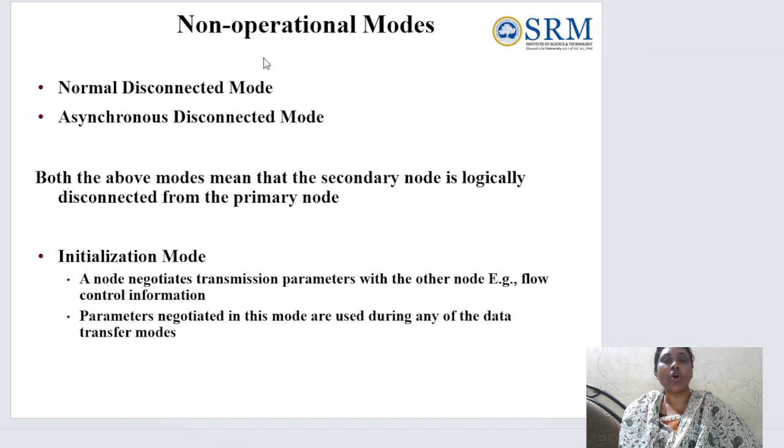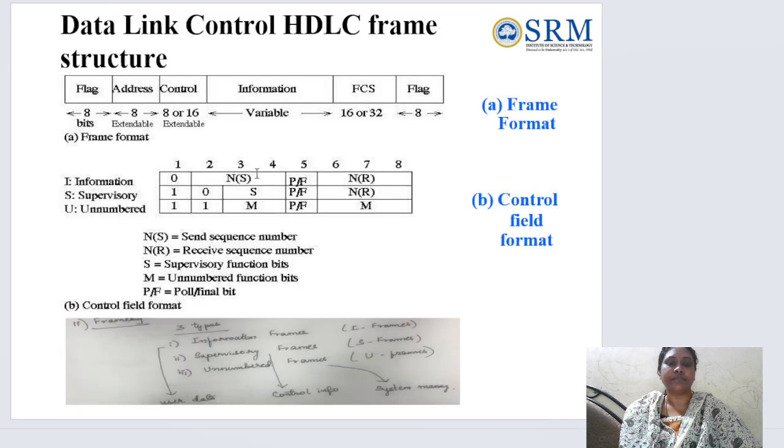The next one is the non-operational mode. Non-operational mode means a disconnection process. If we don't want the connection, we just disconnect the process. That is a normal disconnection, and then the asynchronous disconnection mode. These are the non-operations that can be performed during communication.